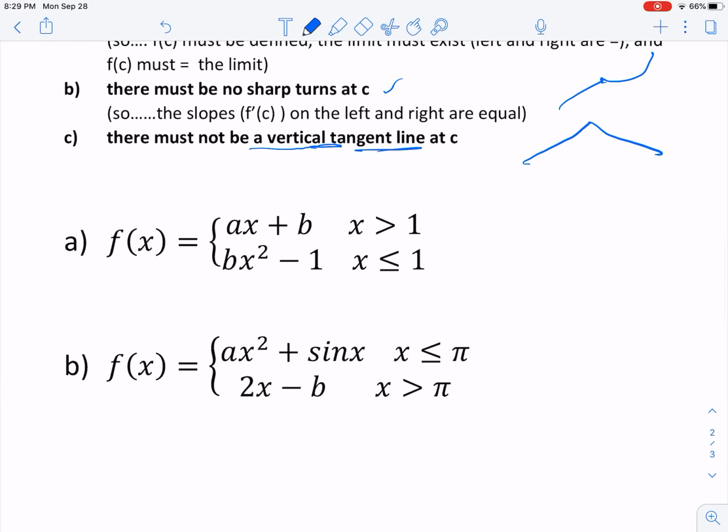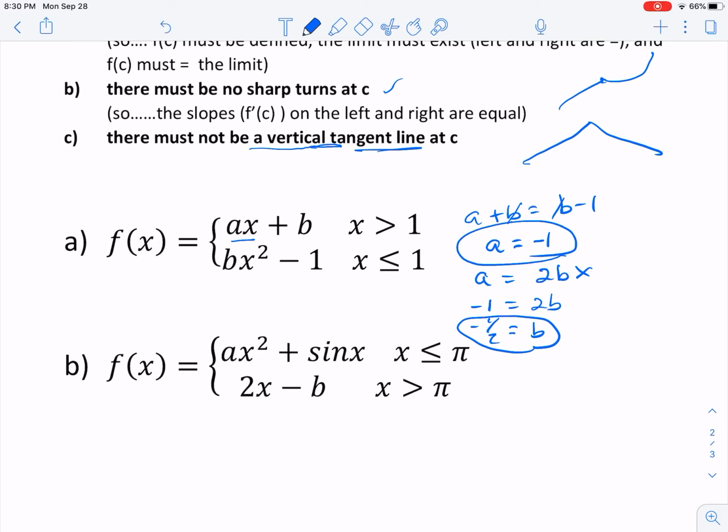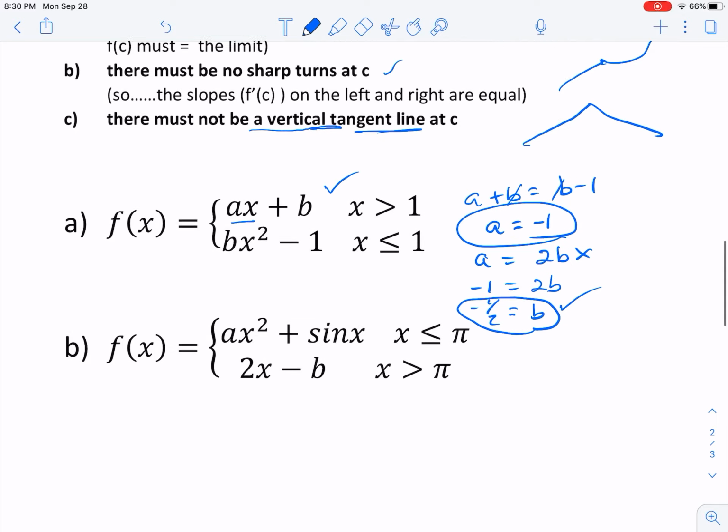If I plug in 1, you get a plus b equals b minus 1. Subtract b from both sides, and you get a equals -1. If it's going to be differentiable, the derivatives have to be equal. The derivative of this is a. The derivative of this is 2bx. We know a is -1, and x is 1. So b is equal to -1/2. Those are the values that are going to make it continuous and differentiable. The derivatives are equal, and the functions are equal.